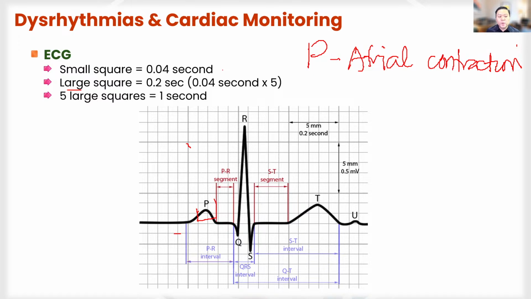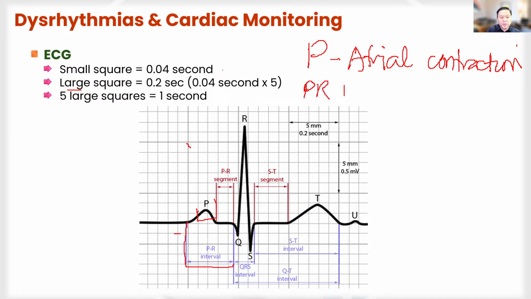Now, when we look into the PR interval, basically this is the section right here, which represents the time for the electrical impulses to travel from the atria through the AV node into the ventricles. Here we have our PR interval. Again, it represents the time when the electrical impulses are traveling from the atria to the AV node.